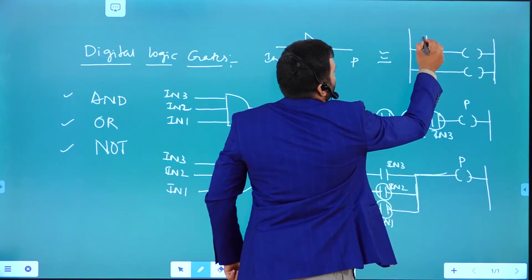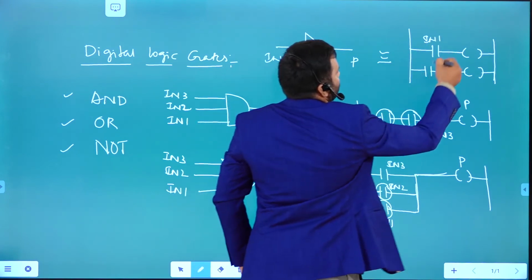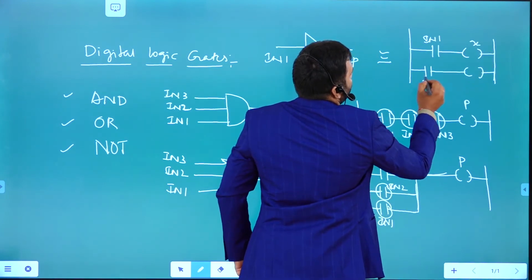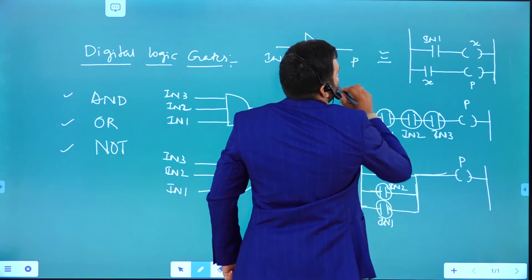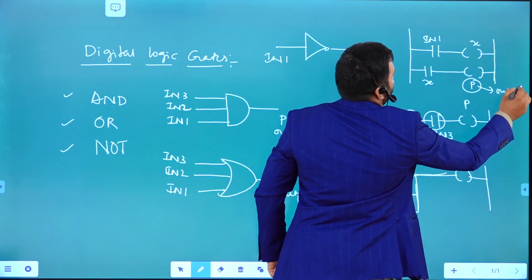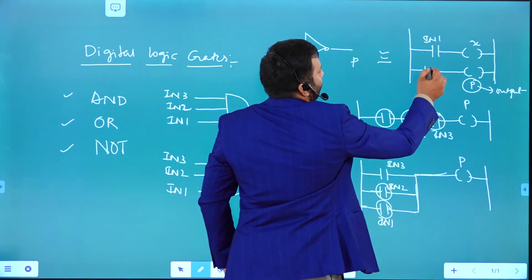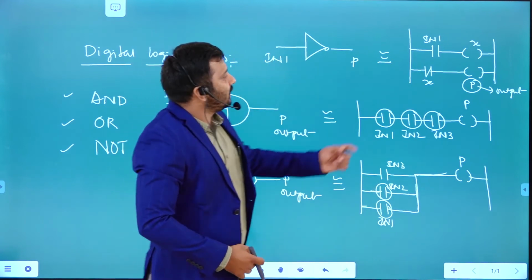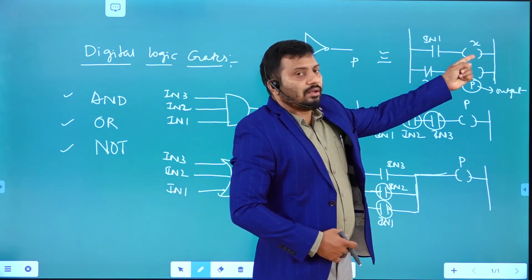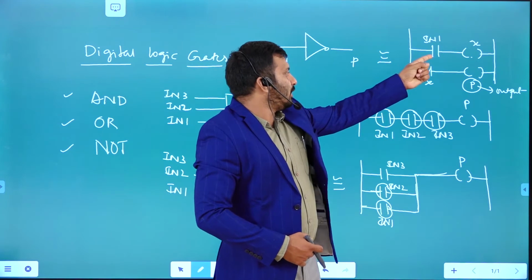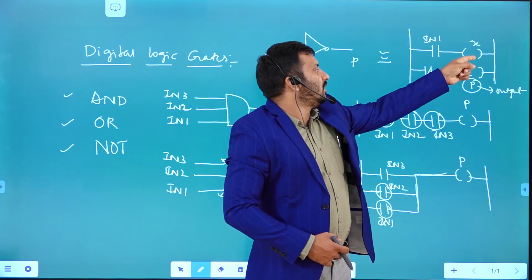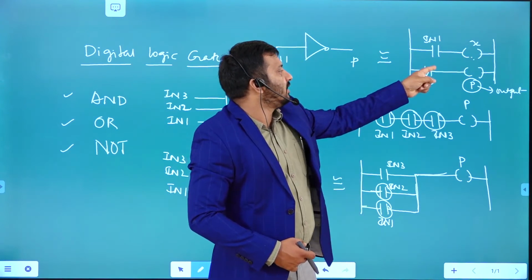Alright, so if input is 1, this is also activated. This one is, for example, X. This X is now going to become the input, and this one is going to become the P. This is the real output. If the input is 1, this one is going to be 1. That means if it is activated, the normally open contact is going to be closed, then the output is going to be 1. This output you can give to the second rung as an input, right?